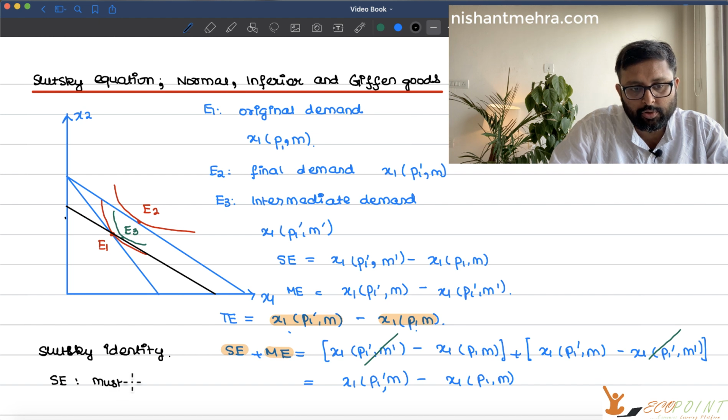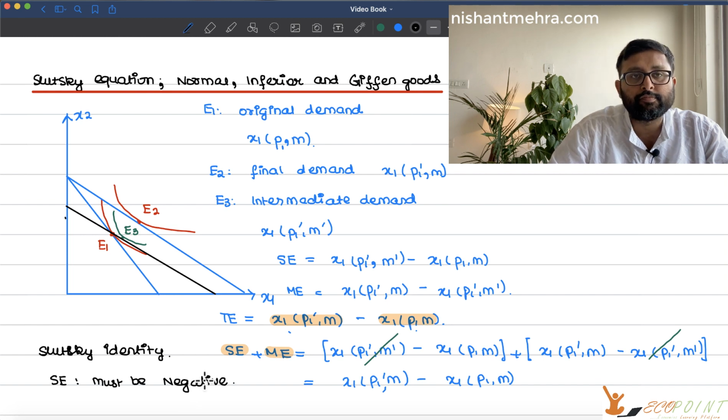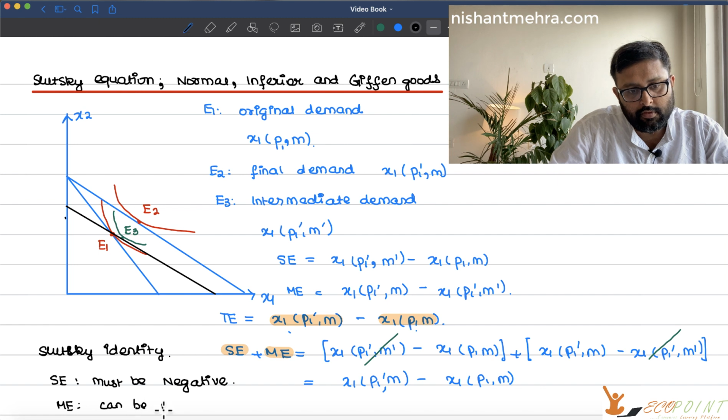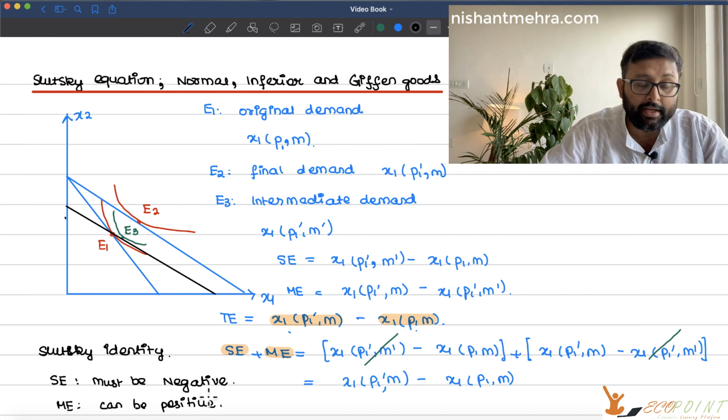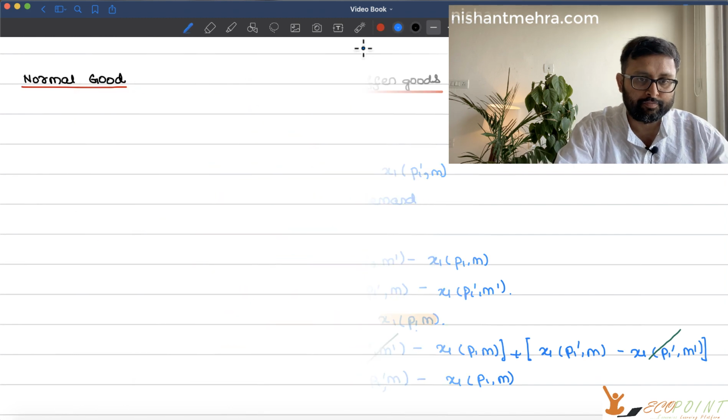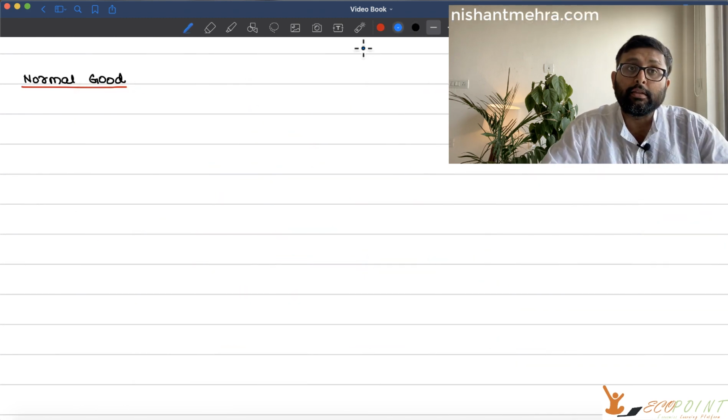I think from the last two recordings we have been proving this only, that the substitution effect must be negative. We have proved that. Income effect can be positive or it can be negative. Now let us start interpreting the different kinds of goods in terms of this Slutsky identity.